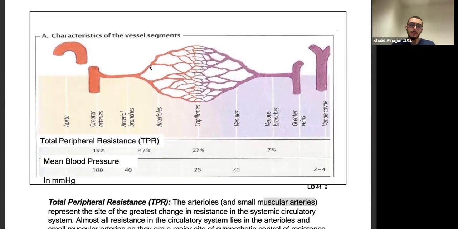So basically, if you dilate all the arterioles, the blood pressure will decrease. Okay, if you constrict the arterioles, the blood pressure will increase, because they oh no, you know what? Not blood pressure, resistance. If you dilate the arterioles, the resistance will decrease. If you constrict the arterioles, the resistance will increase. Why? Because those small muscular arteries have the highest effect on resistance among all our vessels. And if I want to add a point here, I would say most of the sympathetic control of the vessels is in the arterioles.